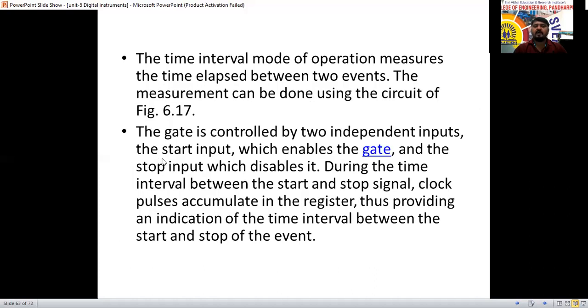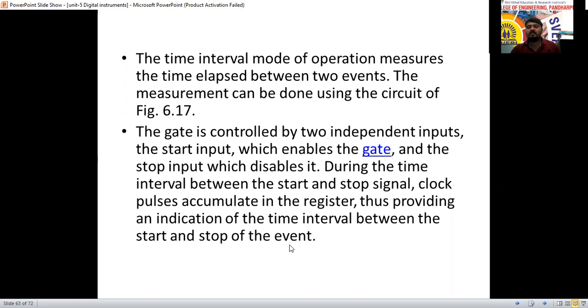Those inputs are the start input, which enables the AND gate, and the stop input, which disables the AND gate. During the time interval between the start and stop, the clock pulses are accumulated in the register. Accumulated means it is going to store the values in the register, thus providing an indication of the time interval between the start and stop of the event.